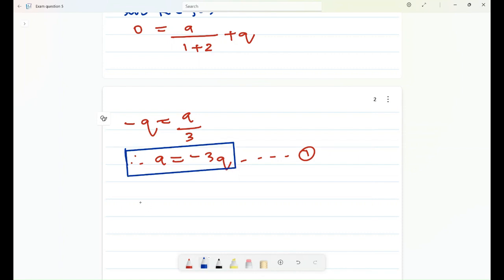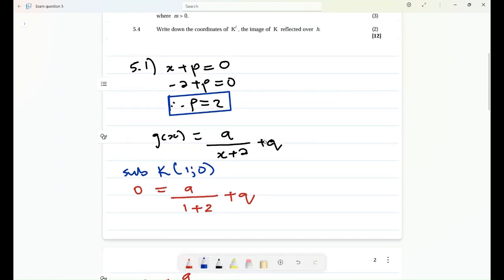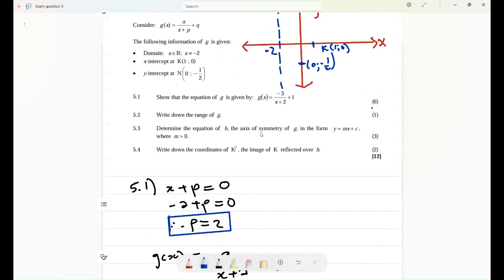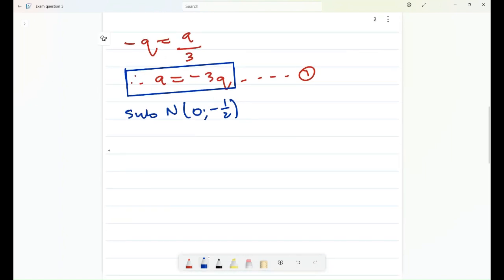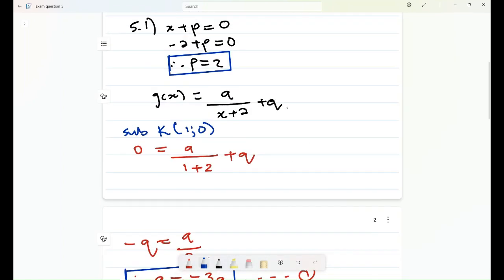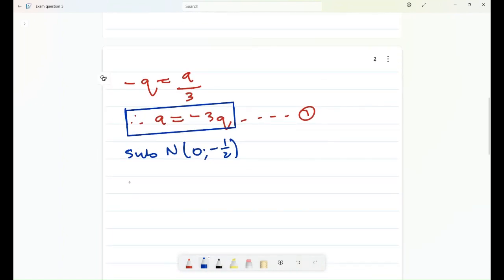All right. For my second equation, I'm going to sub n as 0 and negative 1 over 2. This is me subbing n. I know it is my y-intercept. So I'm going to go back to this equation and substitute from that equation. My y in this case is negative half.